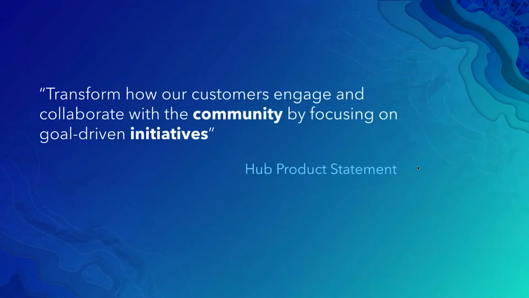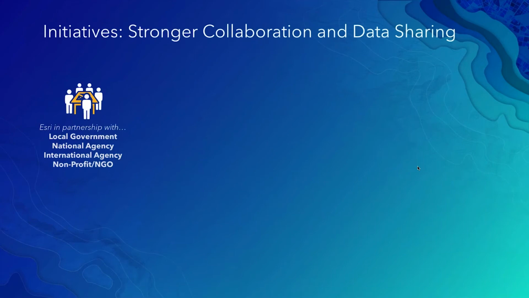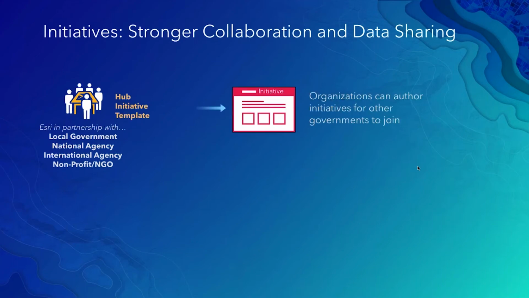So we're releasing the hub, and we released the hub with the goal of transforming how our customers engage and collaborate with their community by focusing on these initiatives. I'm going to walk through a couple of the features. We're basically trying to rally around collaboration and data sharing in this initiative framework. And we're working with all of our customers to identify a hub initiative template, which can be authored in partnership from Esri with a local government, national agency, an international agency, or a nonprofit. And we can organize templates of content and data requirements that other governments can join.